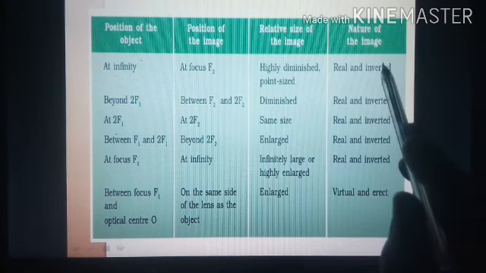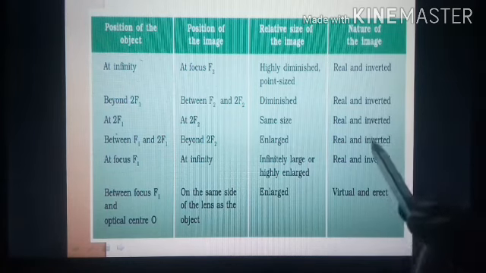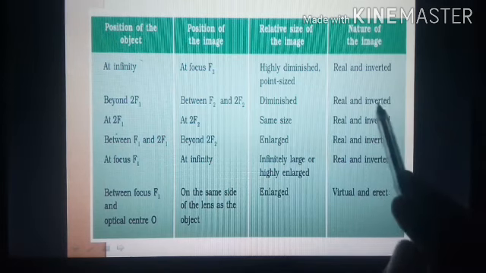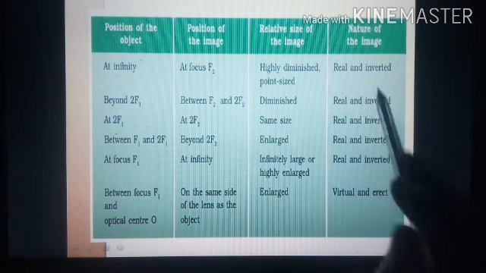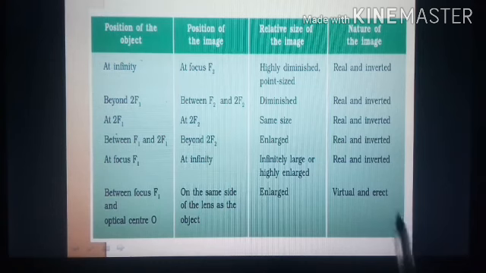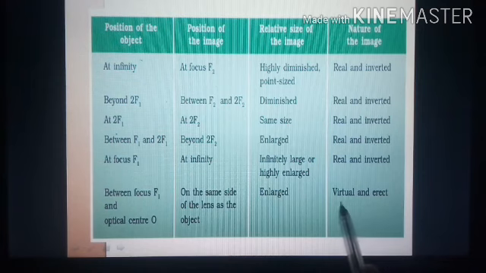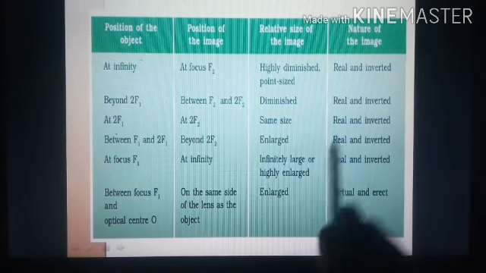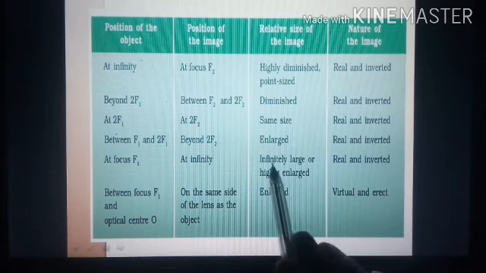The first five cases give real and inverted images, because for a convex lens the image is obtained only on the right side of the lens. So all those images are real and inverted. Only the last case gives a virtual and erect image. Virtual means we cannot see it on a screen, we can only view it through the lens itself, and the image will be upright, erect. Real images are always inverted, virtual images are always erect. These are the important things we have to remember.